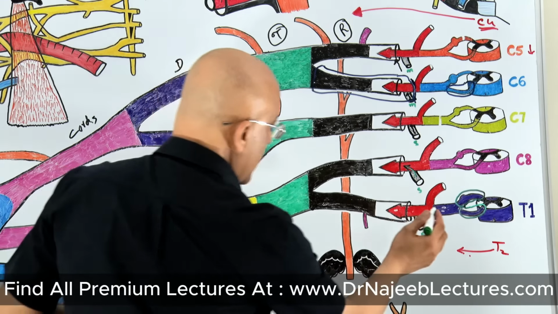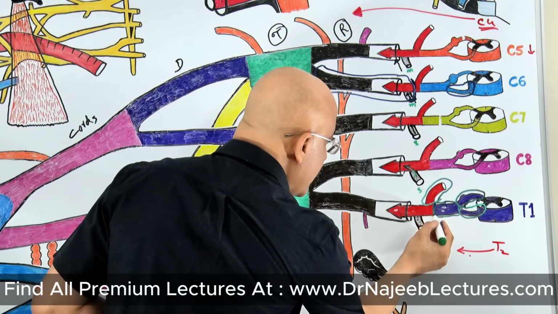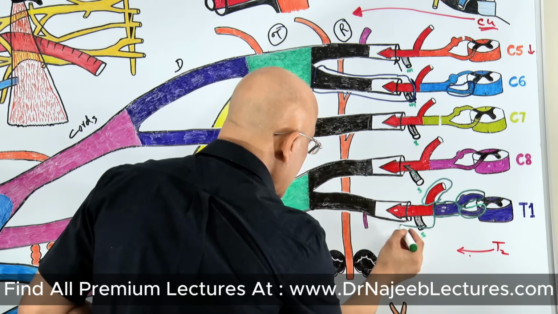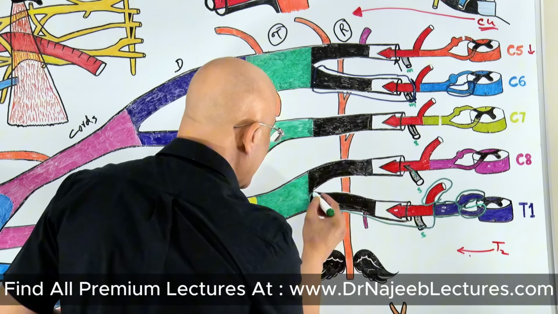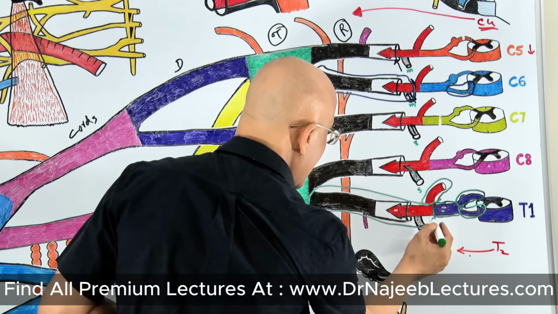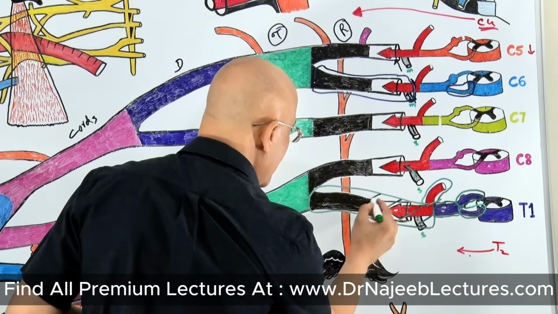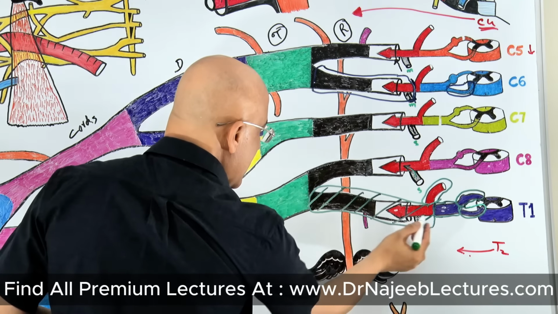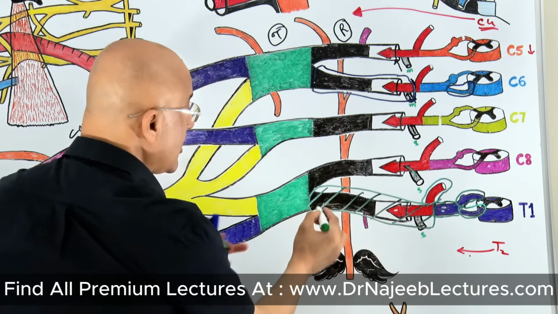This is the spinal cord, spinal nerve proper. This is the dorsal ramus of the spinal nerve proper, and this is the ventral ramus from here going up to here. Yes, all this is. What is this? This is the ventral ramus coming from T1.